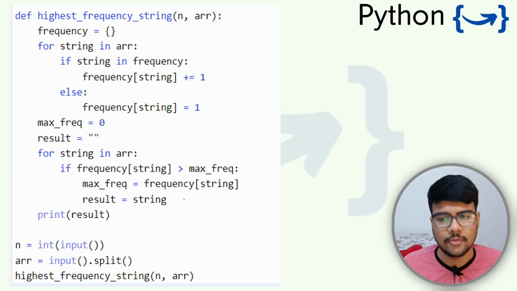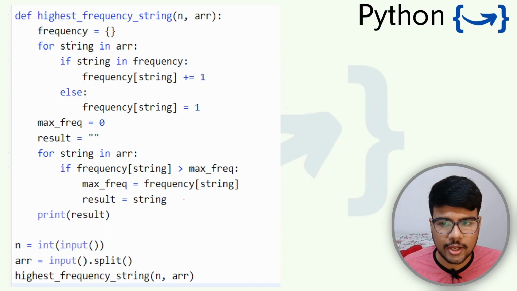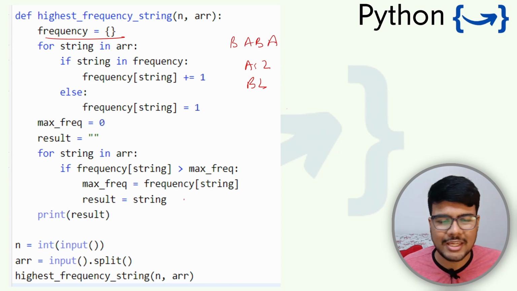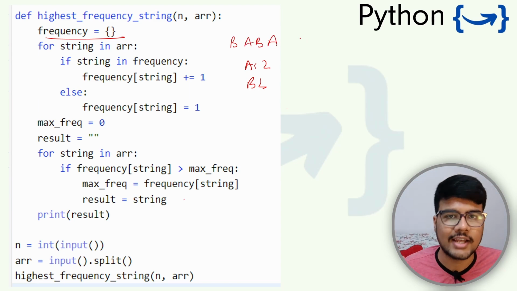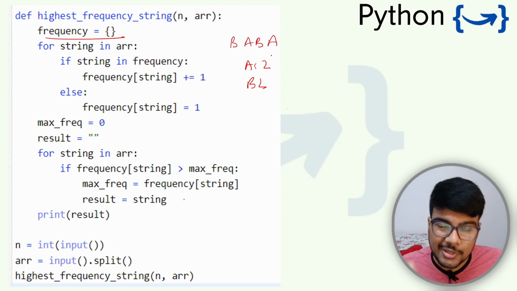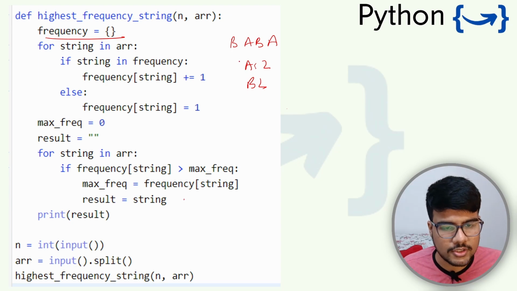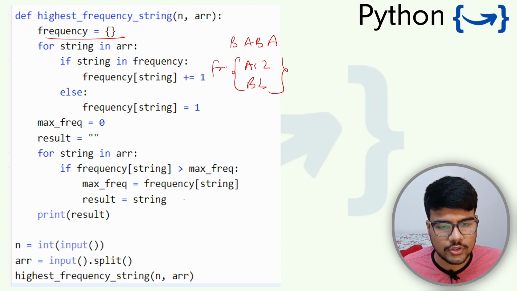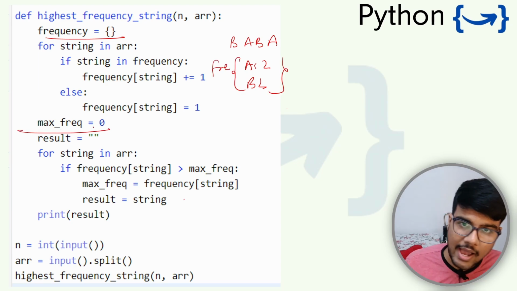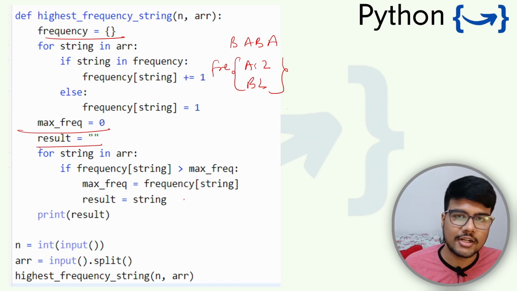Now the highest frequency, as I'm talking about, will store all the things here, and my A and B will become A2 and B2. Or if this is the case, because for A B we saw just now we got the answer as A, but in this case we need B as the answer. So the frequency map has been created, as I said, max frequency has been created, and the result is also created.